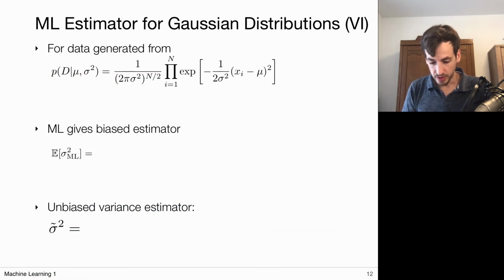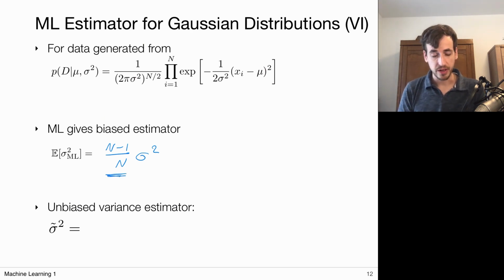We modeled our data. We said that our data come from this Gaussian distribution with some mean mu and variance sigma squared. And then we looked at what the expected value would be of my predictors, of my maximum likelihood estimates. We showed that the maximum likelihood estimate actually gives an underestimation of the true variance.